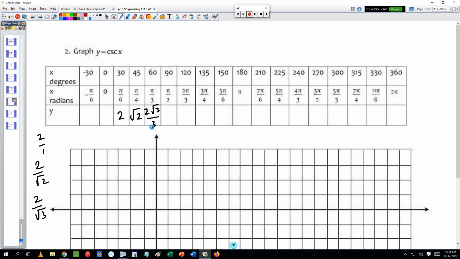0 is going to give me an asymptote. 90 is going to give me a 1, and then I just start repeating. 60 and 120 are related. Second quadrant, sine is still positive. This will be an asymptote. 210 is just like 30, but we're now in the third quadrant, negatives.